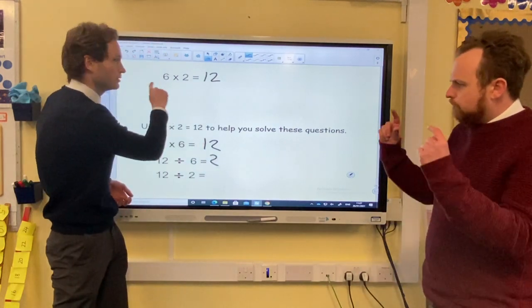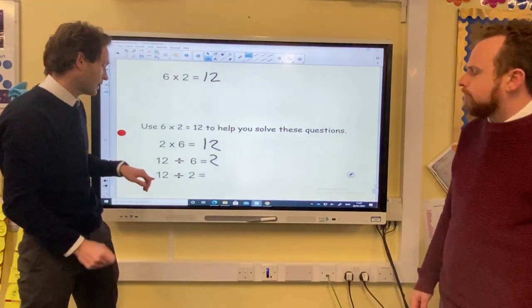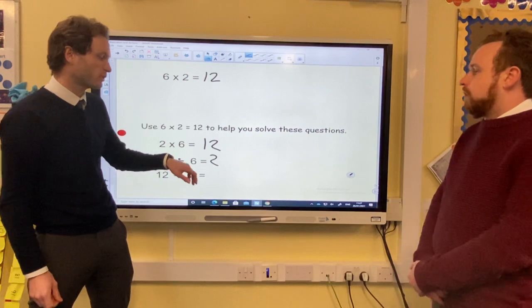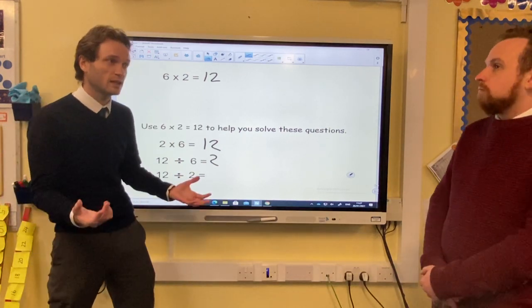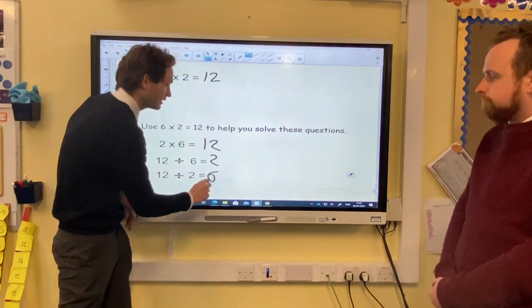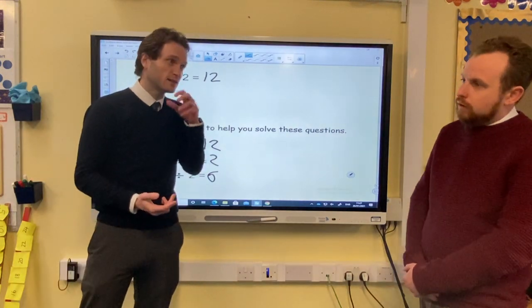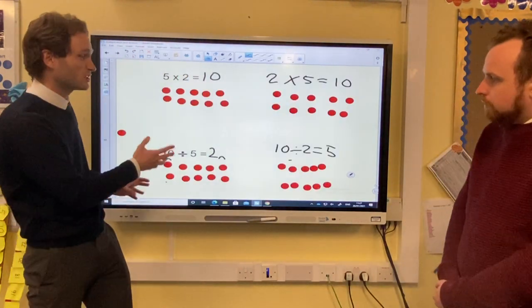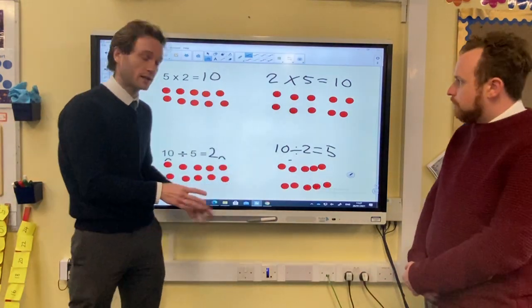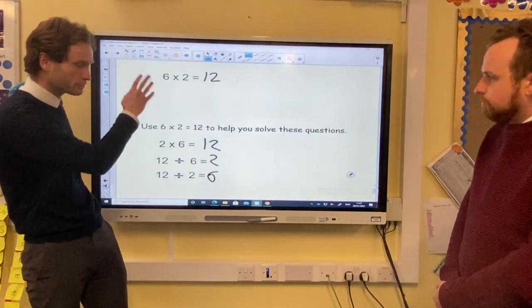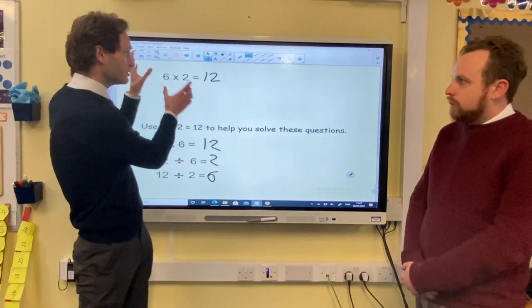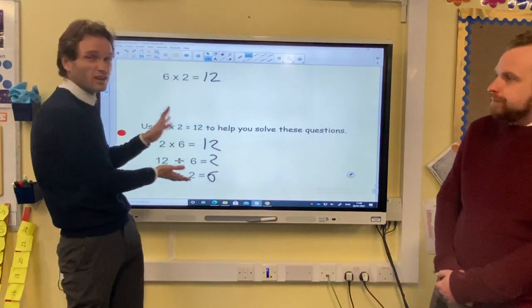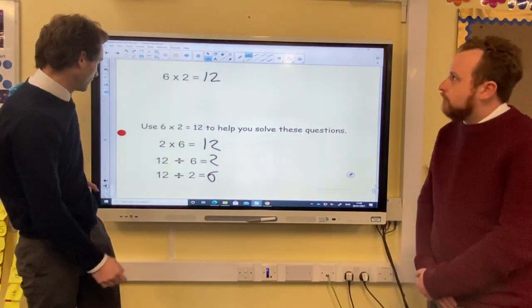We have 2 groups of 6 making 12. And then we could also know 12 divided by 2 must just be 6. Now I went through that a bit quickly and perhaps that didn't make sense, but hopefully if you remember these pictures, that's what's actually happening. And those pictures are why we can just use this number fact to just know these ones.